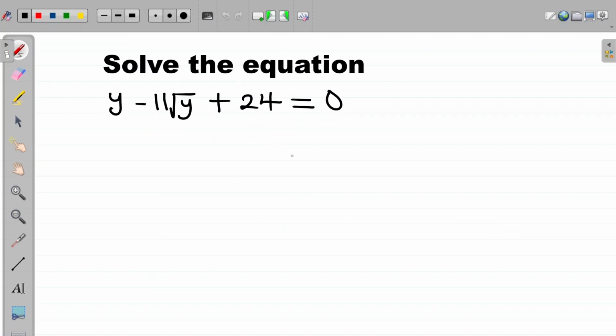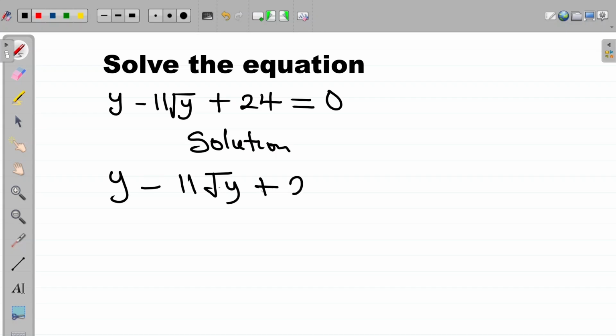We have that y minus 11 root of y plus 24 equal to 0. So our equation is y minus 11 root of y plus 24 equal to 0.